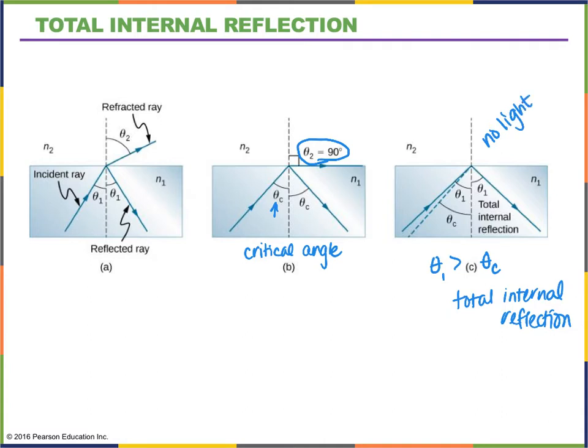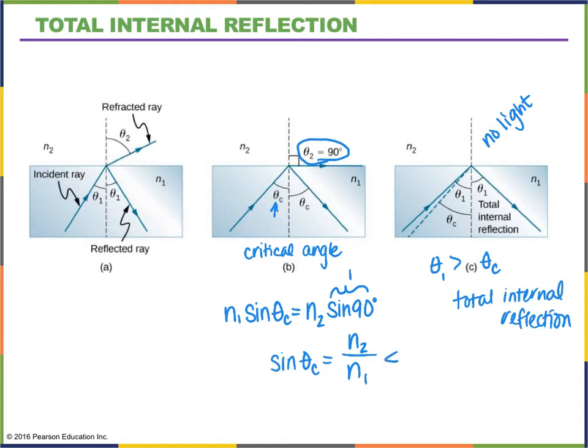The way that we figure out the critical angle, we would say n1 times the sine of the critical angle equals n2 times the sine of 90. The critical angle is the angle at which the angle of refraction is 90 degrees. Of course, the sine of 90 is just 1, so the sine of the critical angle is equal to the ratio of the two indexes of refraction, n2 over n1, which of course must be less than or equal to 1, because the sine can only go up to 1.